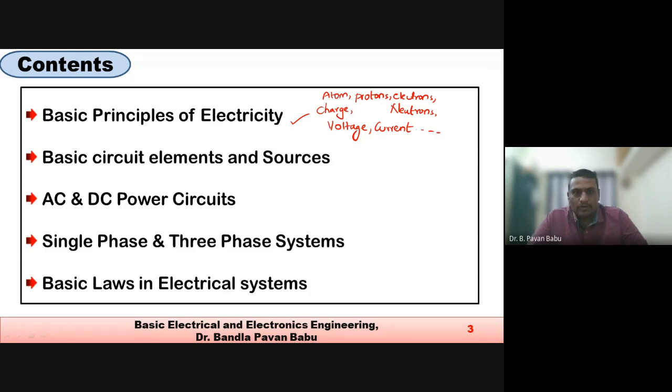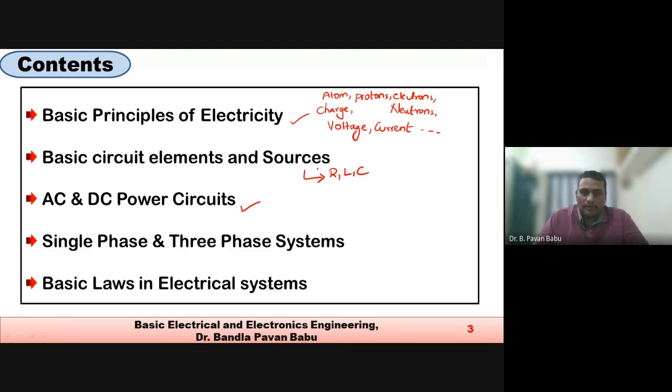Next is the basic circuit elements and their sources. You know that basically three elements exist globally: R, L, C, resistor, inductor, and capacitor. What are their symbols, and what are their properties? How do they behave, what are their characteristics, and what types of sources are available? Basically we know that voltage and current sources are there. Of course, we are going to discuss those, and AC and DC power circuits.